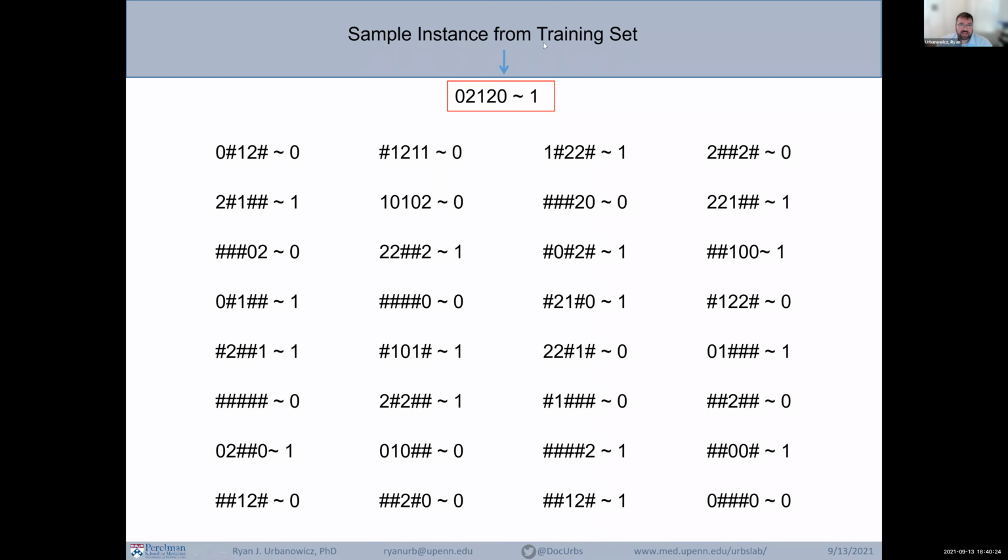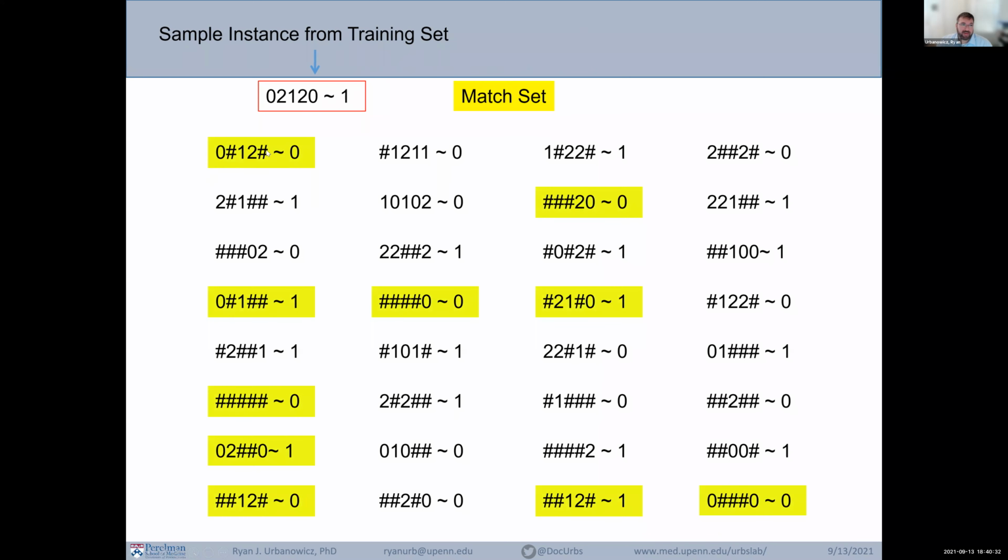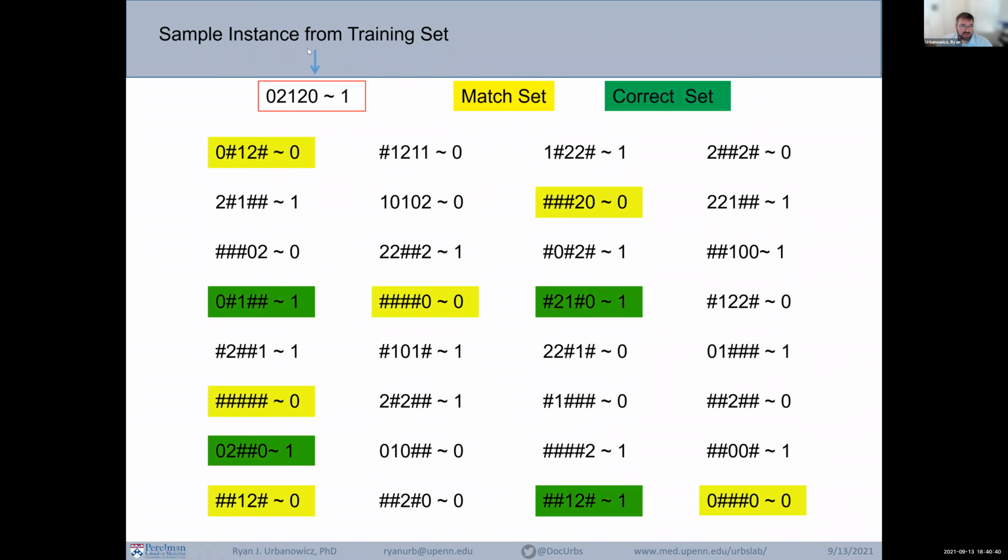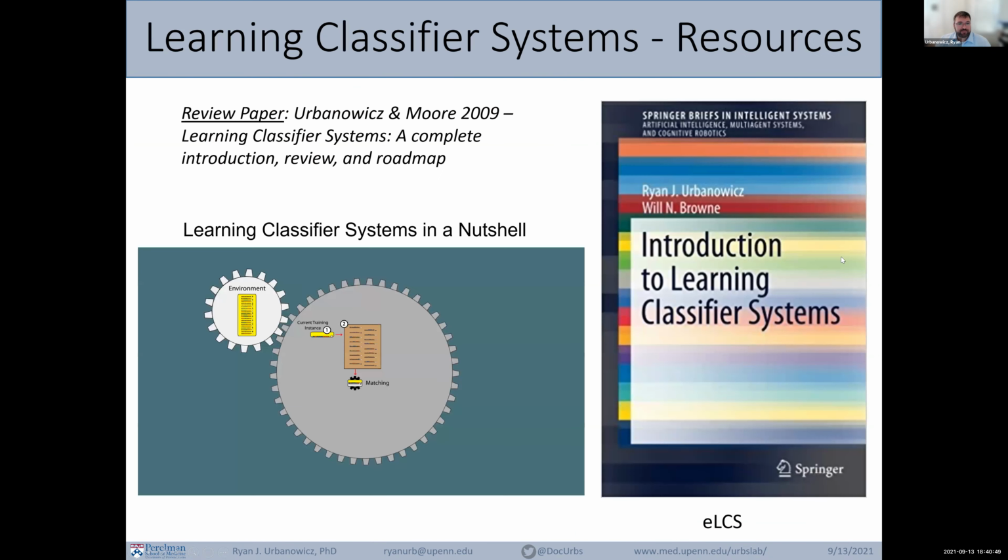So our new instance from the training set looks like this. It has these values for the 5 features. And so all the rules that match it now get lit up and form the match set. So these all match, the conditions here all match this data point. And then we further create our correct set. And so these are the ones that not only match, but also assert a correct prediction. And so this, just to give you an idea what's going on behind the scenes as these learn.